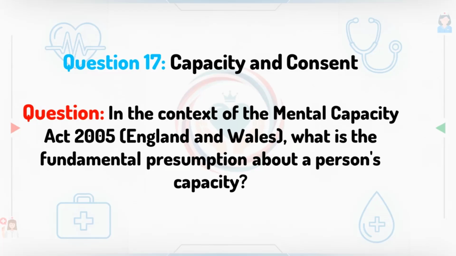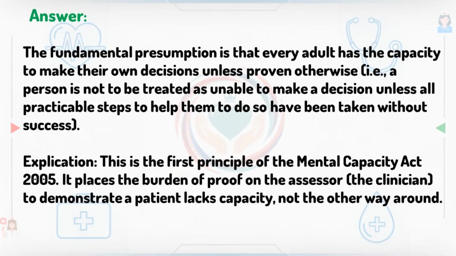In the context of the Mental Capacity Act 2005, England and Wales, what is the fundamental presumption about a person's capacity? Answer. The fundamental presumption is that every adult has the capacity to make their own decisions unless proven otherwise, i.e., a person is not to be treated as unable to make a decision unless all practicable steps to help them to do so have been taken without success.